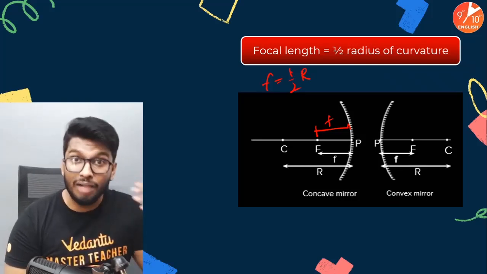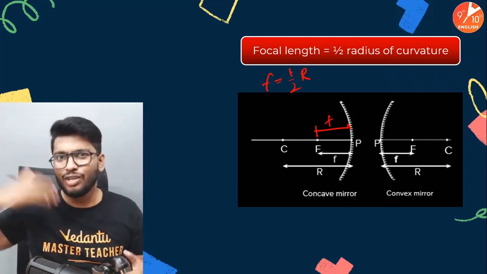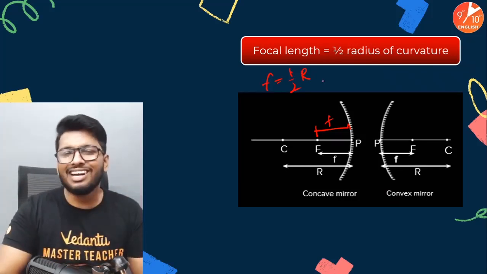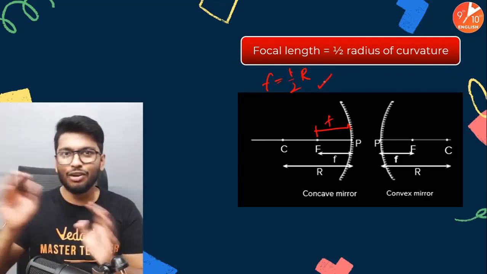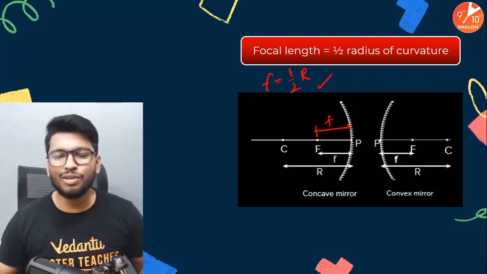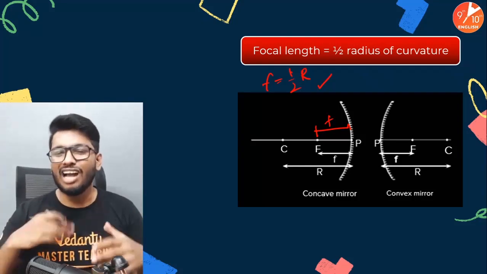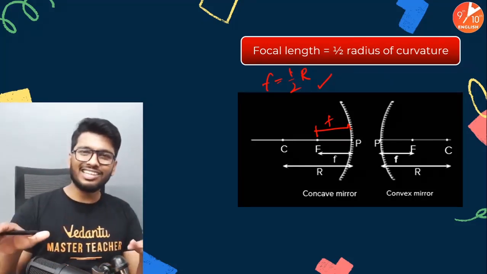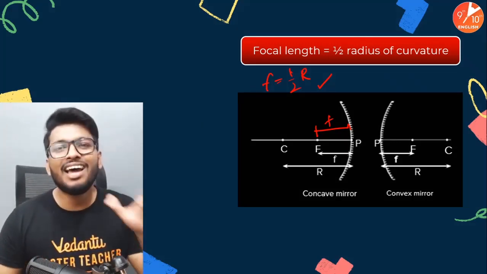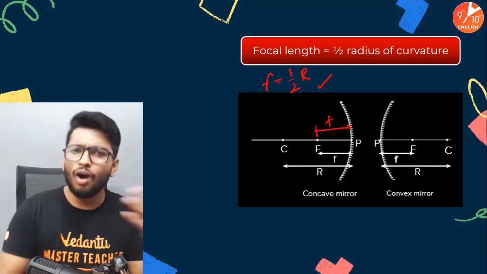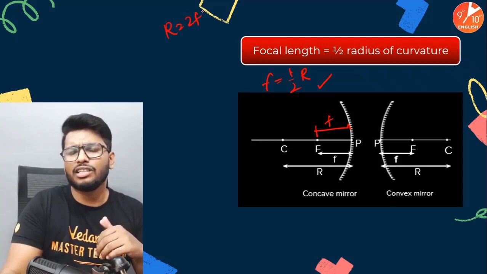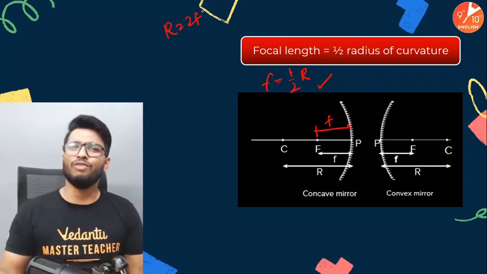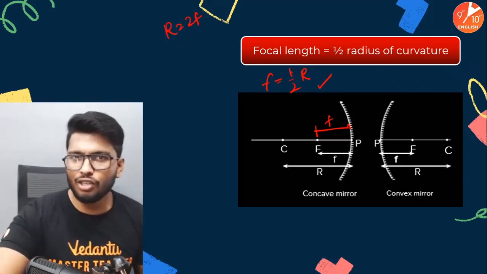This has been proved mathematically, and in your higher grades, when you go to your 11th and 12th, when you have this light chapter once again, you'll also be studying the derivation for this one. How did they come to this conclusion? You'll study that in your higher grades. For now, for 10th standard, you just need to remember this formula: F is equal to 1 by 2 into R, or R is equal to 2F. That is nothing but your radius of curvature is twice the focal length. Simple. All right. So I'm going to ask you a question based on it now.